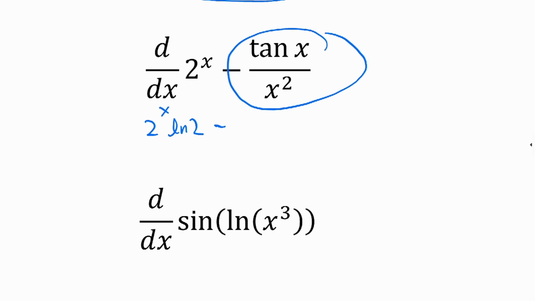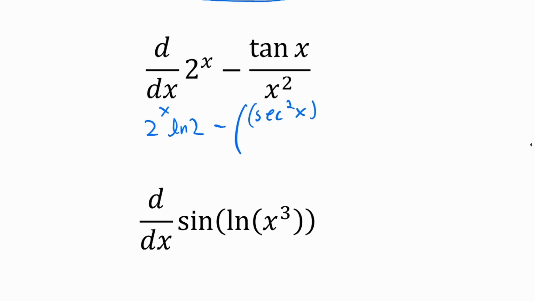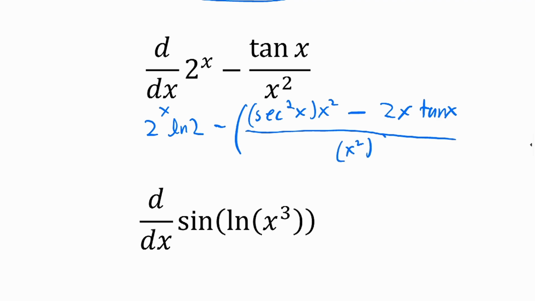Now we need to focus on the derivative of this part. Then put in parentheses. So we need to do quotient rule. Now the top, so derivative of the top, which is tangent of x, secant squared x. Tag on that little x squared at the end. Subtracted by the derivative of the bottom, which is 2x. Just tag on the tangent x. All divided by x squared squared, which is really just x to the 4th. And I'm going to leave it right there.